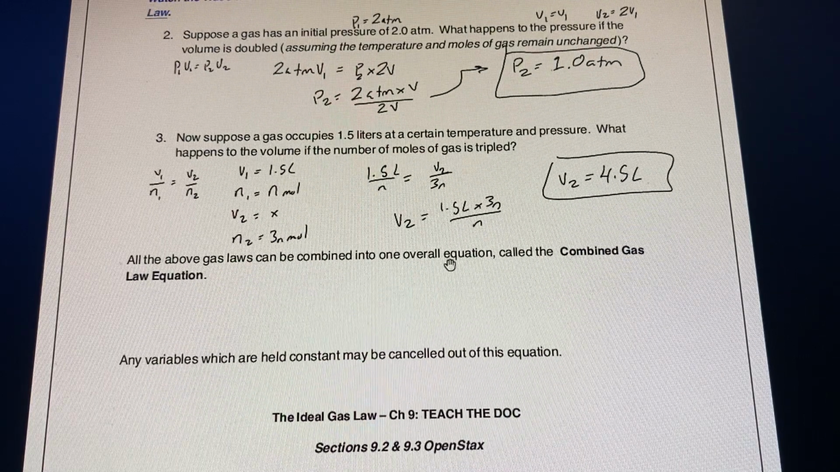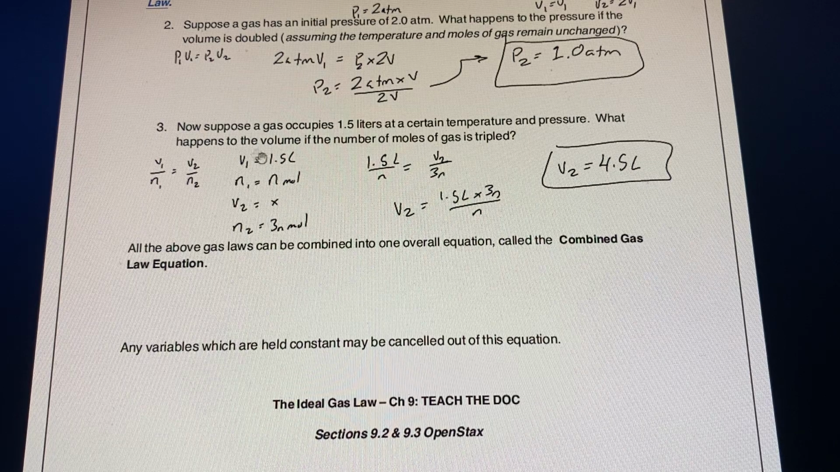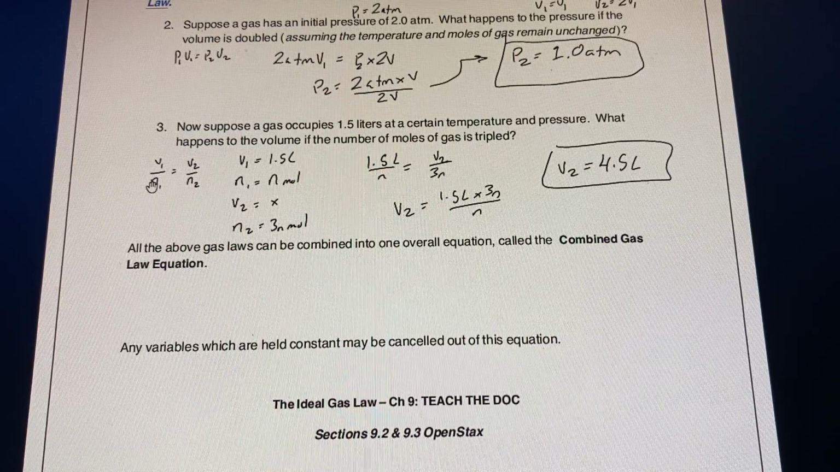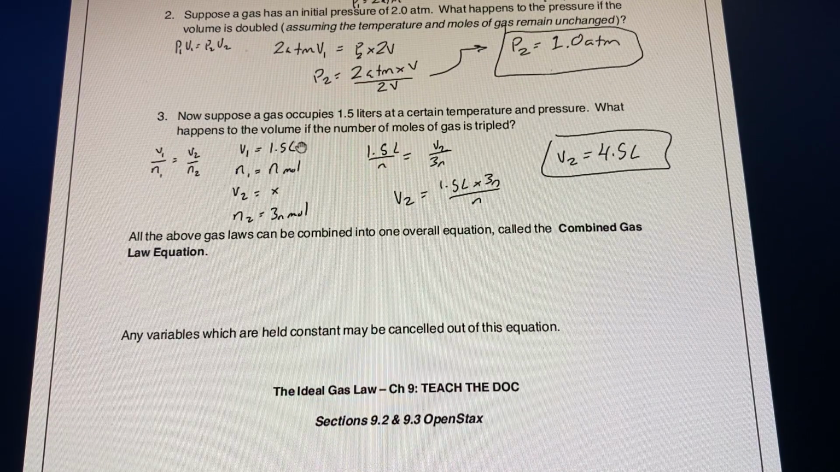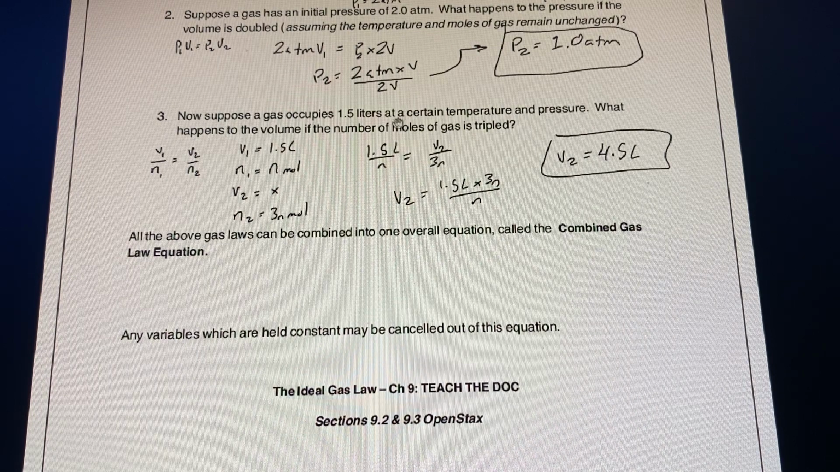For the second question, similar principle of finding the knowns and plugging them into our gas law equations. This one we're doing V1 over N1, where N1 is the initial number of moles, equals V2 over N2, where N2 is the second number of moles. Our givens are 1.5 liters of initial volume, initial moles is just N, and the secondary moles is tripled, so 3N. We plug those into our equation and solve to get V2 equal to 1.5 liters times 3N over N. The Ns cancel, therefore we get 4.5 liters.